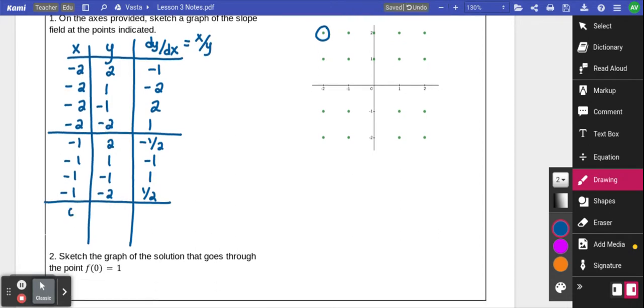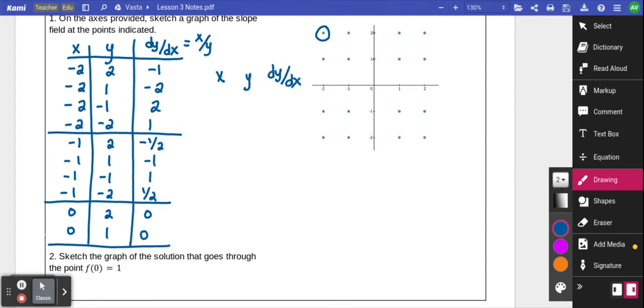It's the point where x is 0 and y is 2, the slope would be 0, and x is 0, y is 1, the slope would still be 0. That's the third column. Now I'm not done yet. I still have 2 more columns. So I'm going to have x, y, and then the slope.